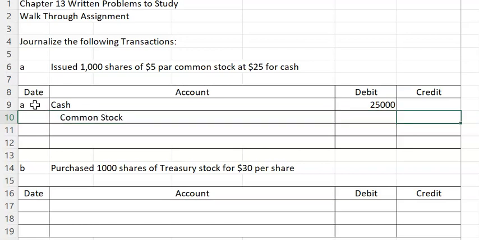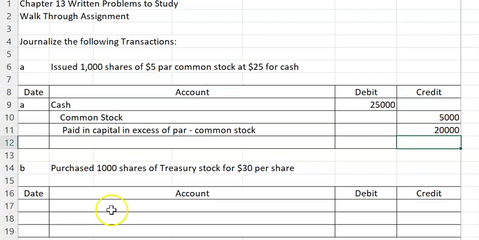So we're going to credit common stock because it's a capital account, so it has a normal credit balance. And that's going to be at par value. So it'll be 1,000 times $5, so that's $5,000. Anything in excess of that par value is going to go to paid in capital in excess of par, common stock. And that is just the remaining. So we will subtract 25,000 minus 5,000, and we get $20,000.